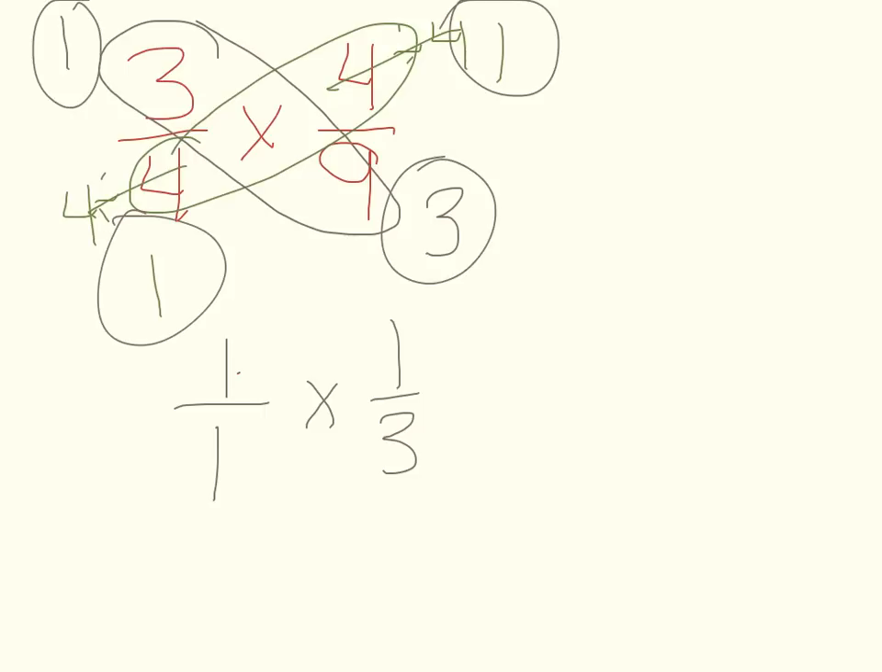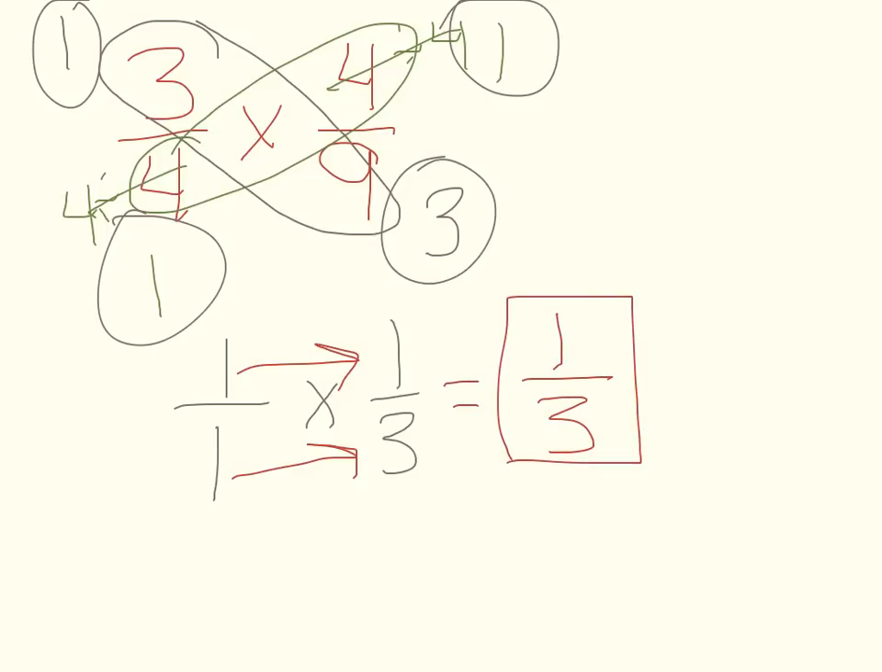So now I multiply across. 1 times 1 is 1, and 1 times 3 is 3. So I still get the same answer of 1/3. So you can either simplify before or you can simplify after.